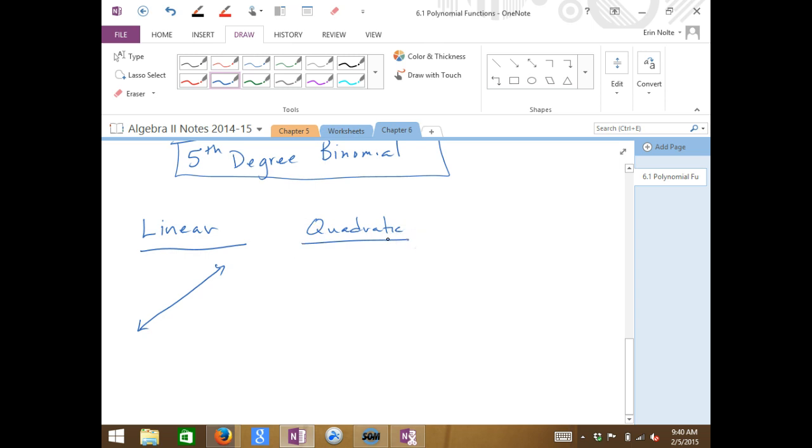And we know what a quadratic function looks like. A U. Anybody know the technical name for the U? Okay, it is technically called a parabola. Okay, so we're going to investigate cubics a little bit. Anybody know what a cubic function looks like? Like it is kind of like an S. Yeah.